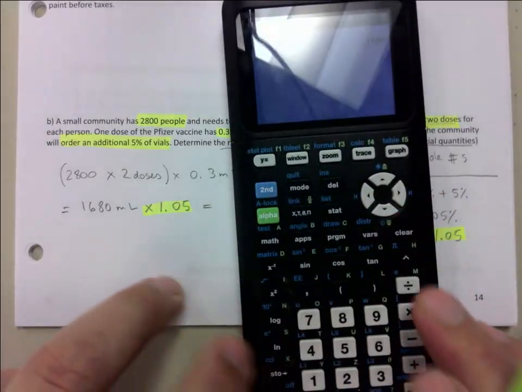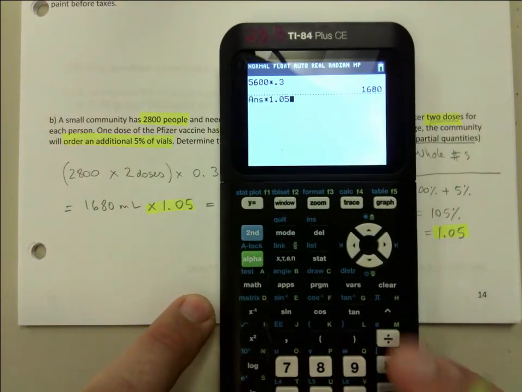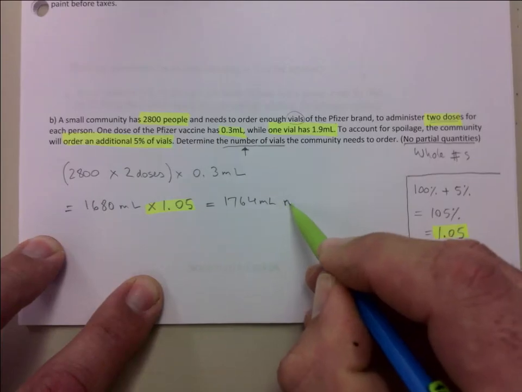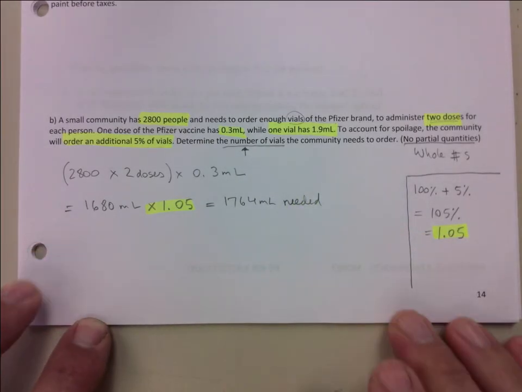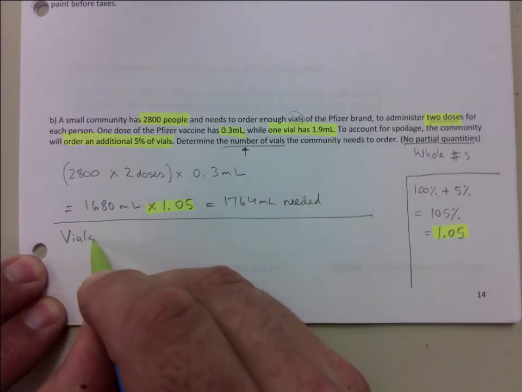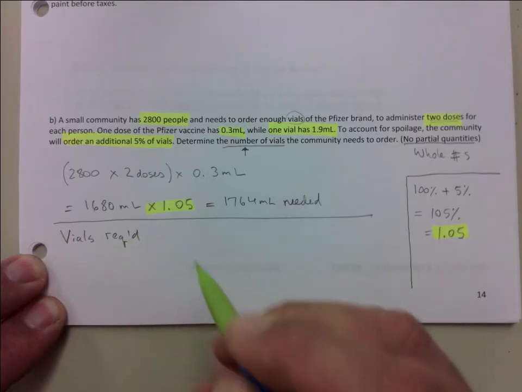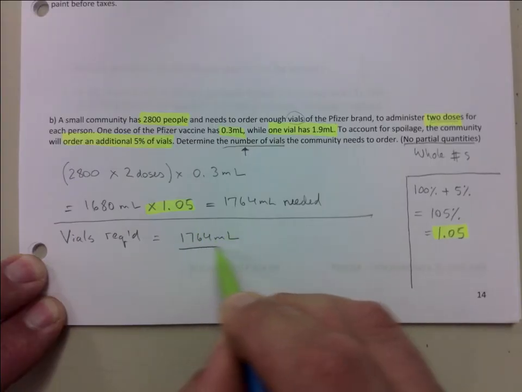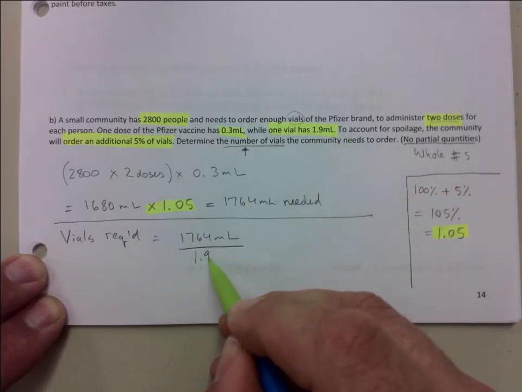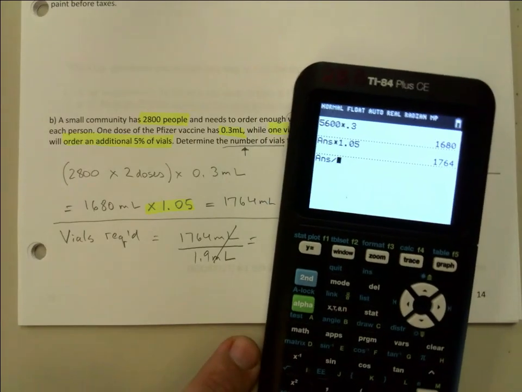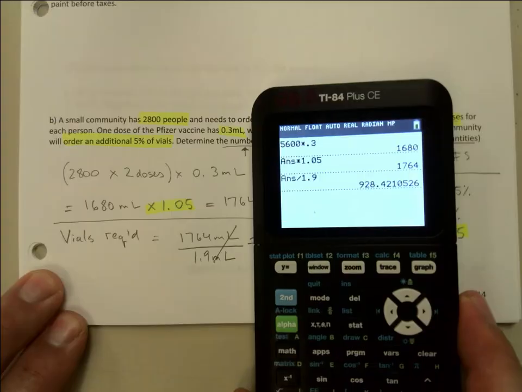All right, so you do that. You multiply it by 1.05, so that's 1764, which is what you need after all. I always think of how much I need in total, and now I'm going to figure out the vials. Vials required. I'm going to take the whole amount, 1764 mLs, and divide it by 1.9. Essentially the units cancel out, so you just divide it by 1.9. So that's 928.421 and something.